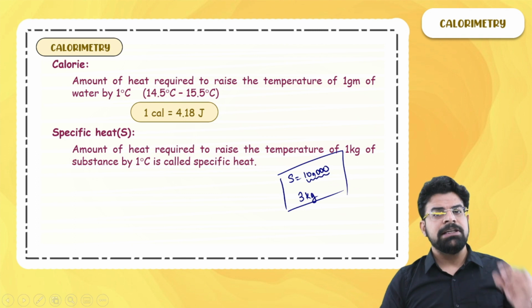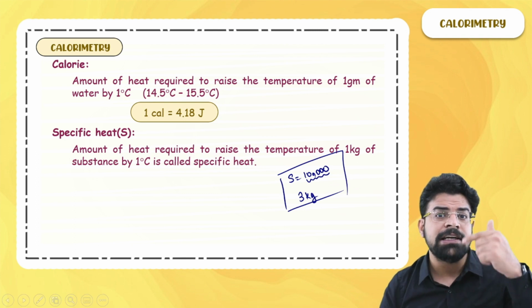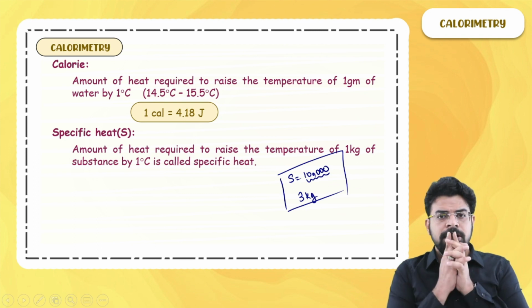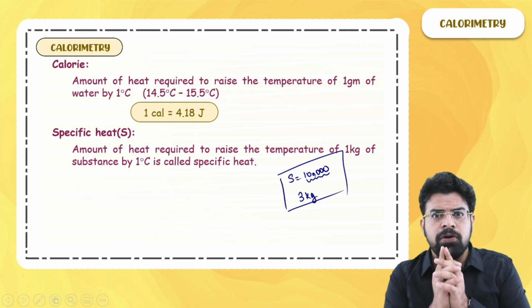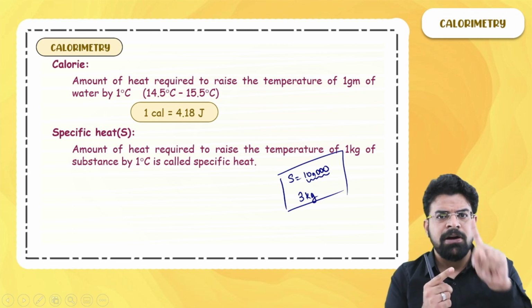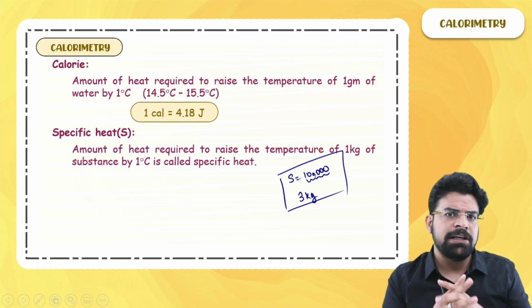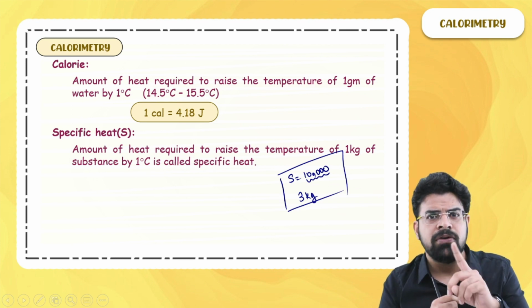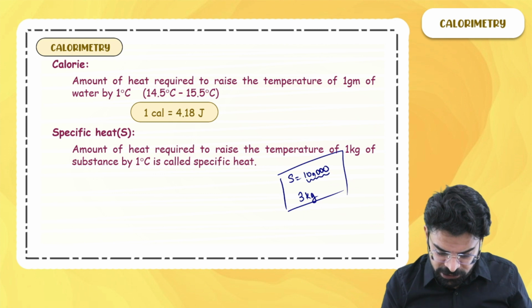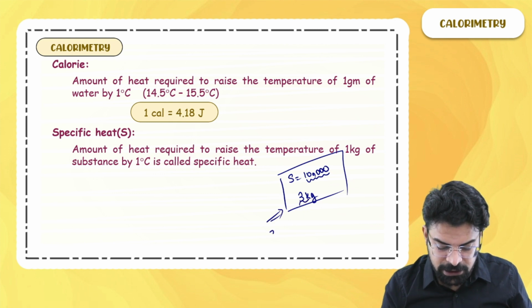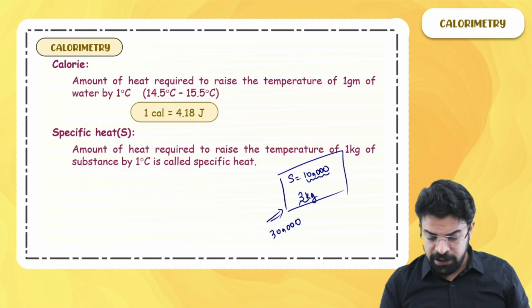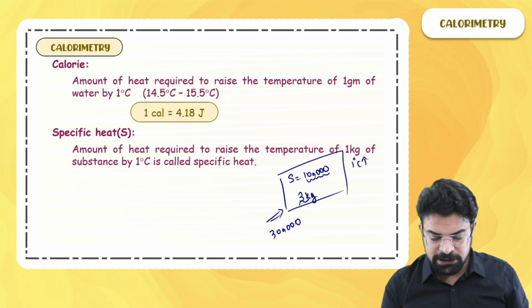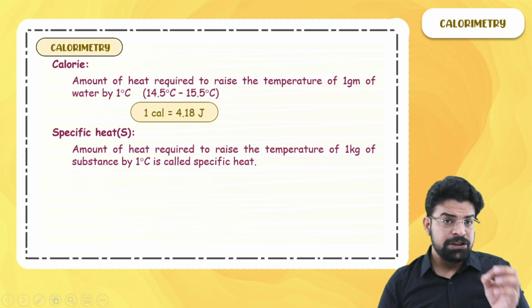Now tell me how much heat has to be provided to increase the temperature by 1 degree centigrade. Specific heat is the amount of heat required to raise the temperature of 1 kg of substance by 1 degree centigrade. Here you do not have 1 kg, you have got 3 kg. For each kg, you have to give 10,000 unit of heat. So for 3 kg, you will have to give 30,000 unit of heat to increase the temperature by 1 degree centigrade.